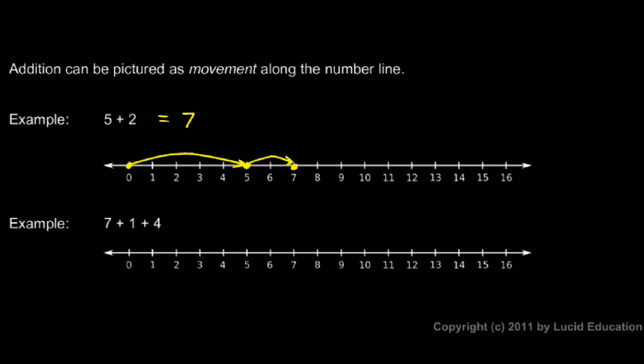This other example, 7 plus 1 plus 4. Again, we start at 0. We move 7 to the right. That puts us here at the 7. We move 1 more to the right, that puts us at the 8, and then we move 4 more to the right, and that puts us at the 12. So we can see on the number line that 7 plus 1 plus 4 is equal to 12.